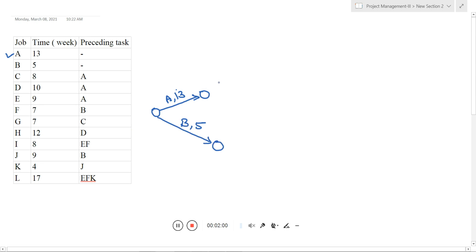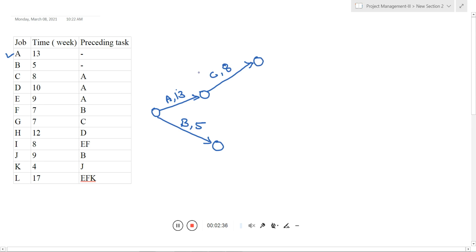Now the next activity, C. For activity C the duration is 8, and the preceding relationship is with A, meaning A must be complete, then you start the activity C. So I started here, A completed here, so I can start the C here like that. So this is the activity C, and the time is 8 as mentioned.